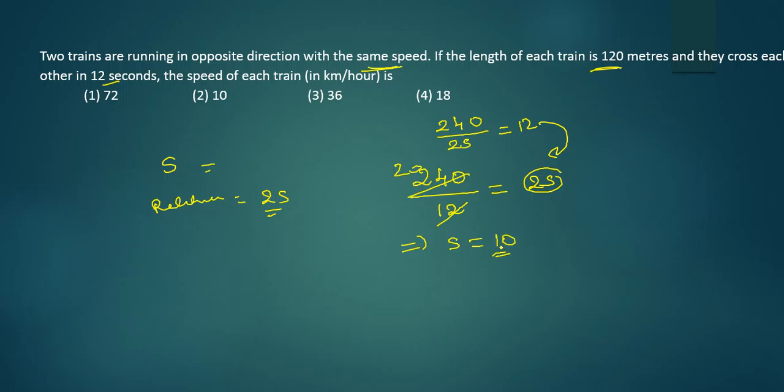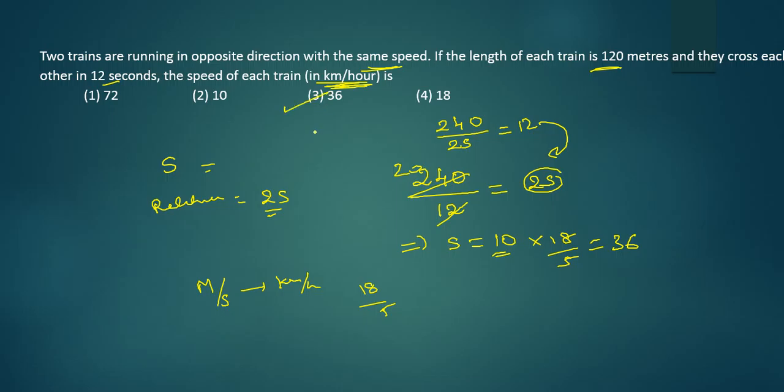Now look at the question carefully. He's asking for speed in kilometer per hour. What are the units? 240 meters and this is seconds. You're getting meter per second. To convert meter per second into kilometer per hour, simply multiply it by 18 by 5. Simple, 10 times 18 by 5 equals 36. The answer is option 3.